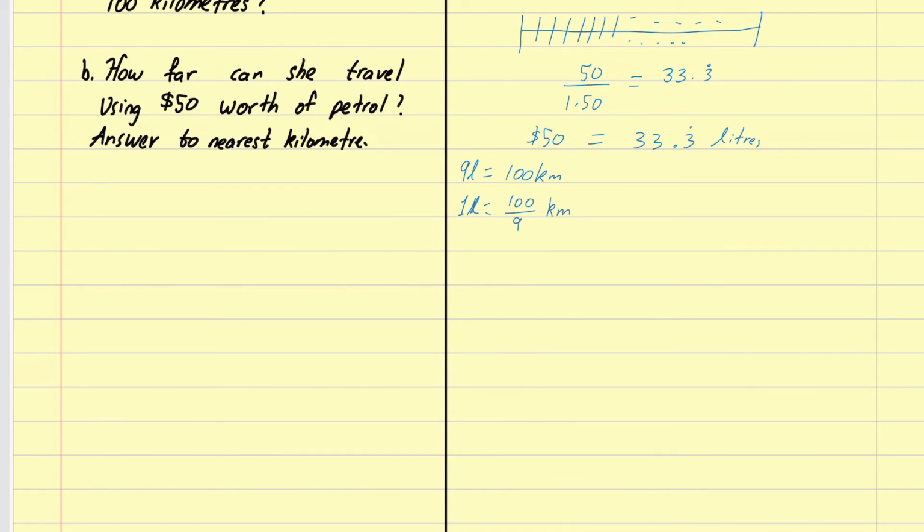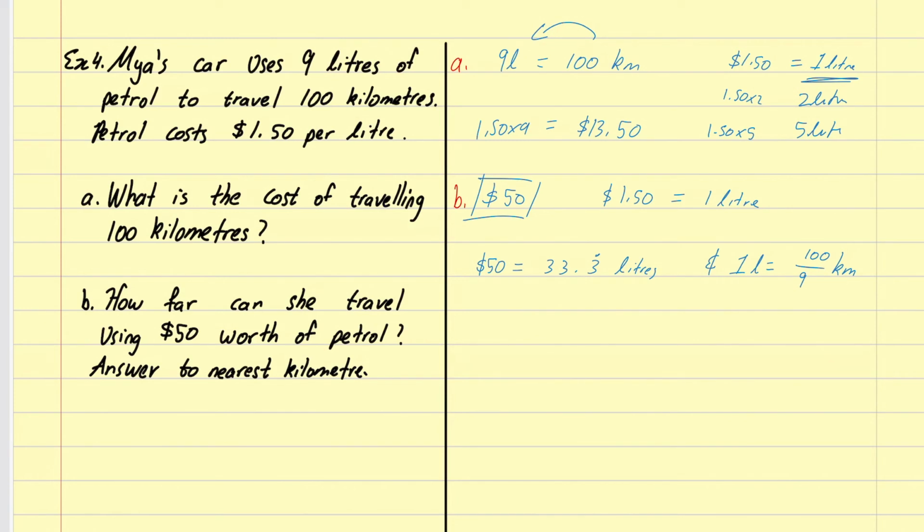We now know $50 is equal to 33.3 repeated liters. And we also know that 1 liter of petrol will get us 100 over 9 kilometers. So that's just some distance that will get us. Okay, now the question says, how far can she travel using the $50? Well, have a look at this. 1 liter will get us this many kilometers, and we need 33.3 repeater of those. If you want to round it off, not that we should, we just need 33 of those liters.